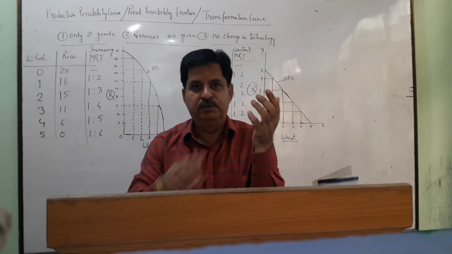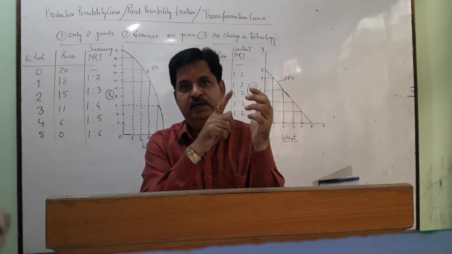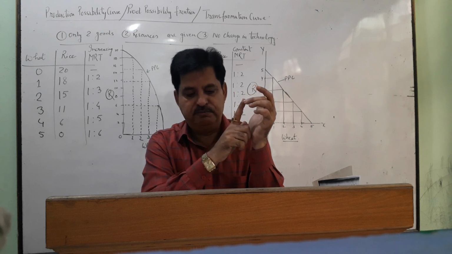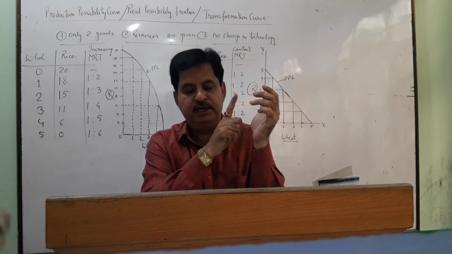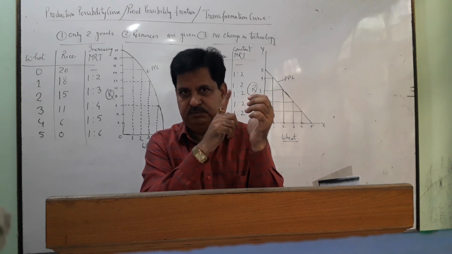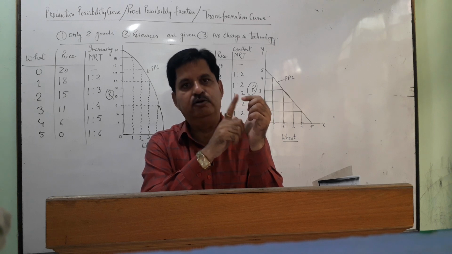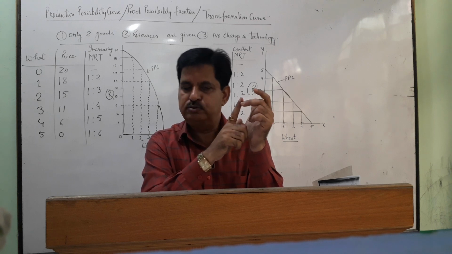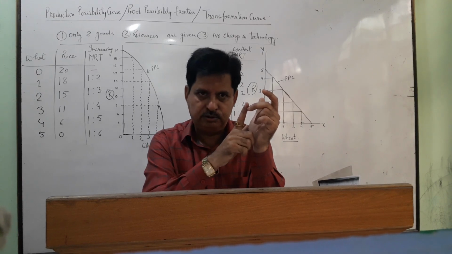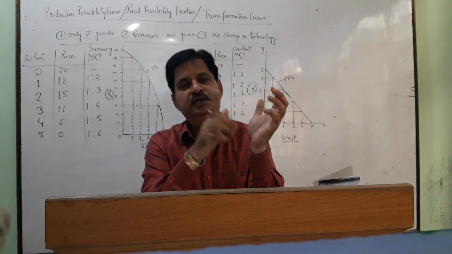So number one, the production possibility curve is known by different names: production possibility curve, production possibility frontier, and transformation curve. Next, number one, there are two goods. The production of only two goods will be considered. Second thing, the resources will be given, with no increase and no decrease in resources. Number three, the technology will be given.